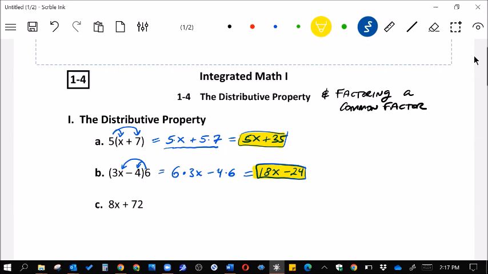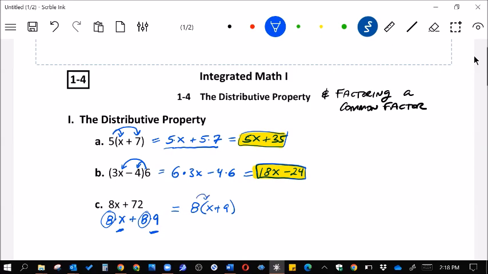All right, now this next one is the opposite. It's like going backwards. Let's take this 8x plus 72, and I'm going to rewrite it: 8 times x plus 8 times 9. Notice that both of these terms have an 8 in it, which means that I can rewrite this as an 8 on the outside and an x plus 9, the leftover things, on the inside. So what we've done is gone backwards here.